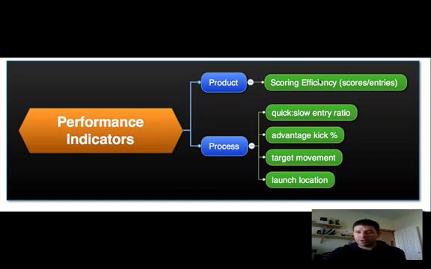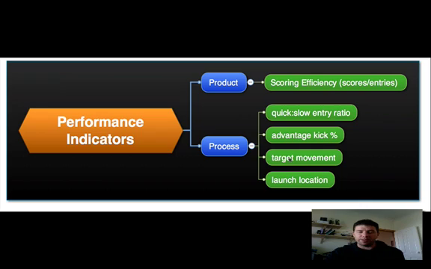And no doubt for each of these, as I mentioned a bit earlier with score efficiency, you have a benchmark result you're trying to achieve. So score efficiency might be 50% plus as your objective. And for each one of these process indicators, you might also have a benchmark score. Quick entry ratio, you might want 75%. Advantage kicking, you might want 70%.